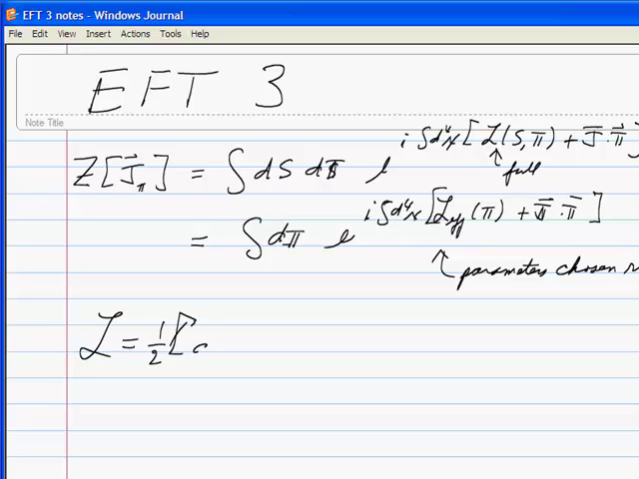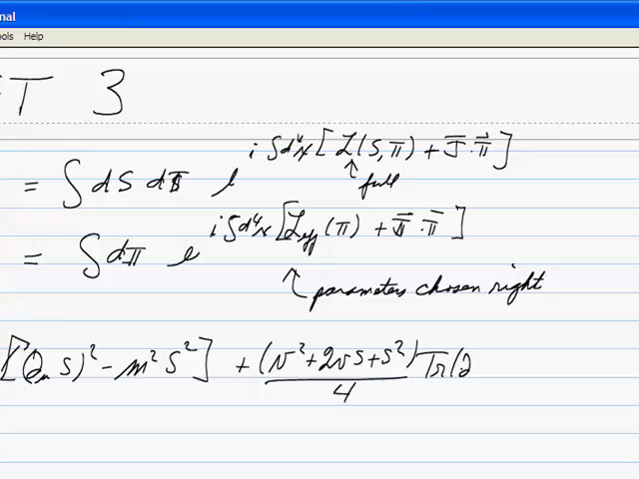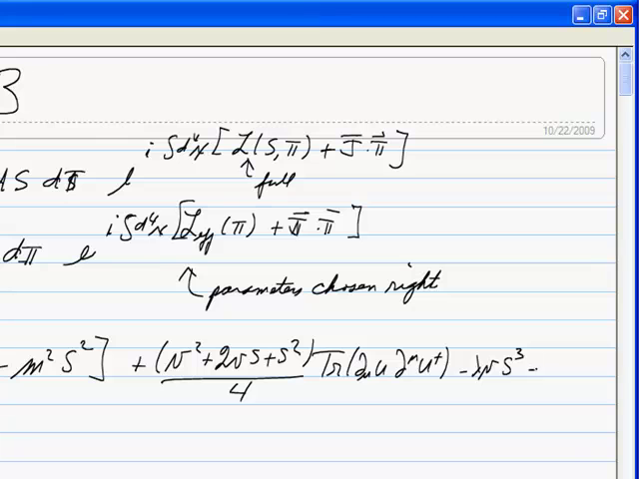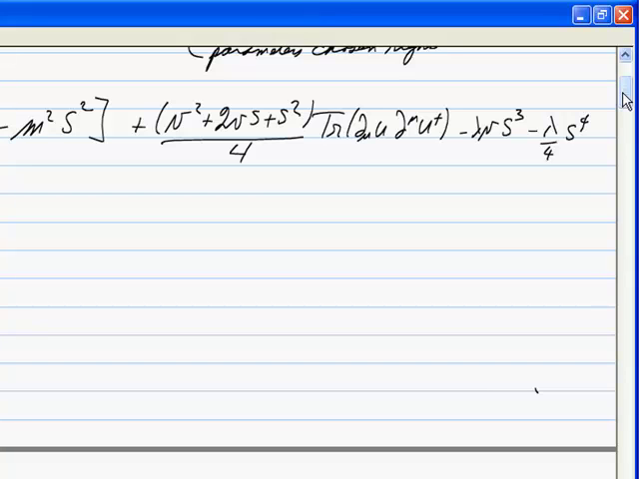Okay, here's the Lagrangian we're working with. It's 1/2 (d mu s) squared minus m squared s squared. There are these terms which are the interactions, v squared plus 2vs plus s squared over 4 trace d mu u dagger. And then there are these interaction pieces, minus lambda v s cubed minus lambda over 4 s to the 4th. Okay. That's the full theory. It doesn't look renormalizable, but it had better be when we do it.